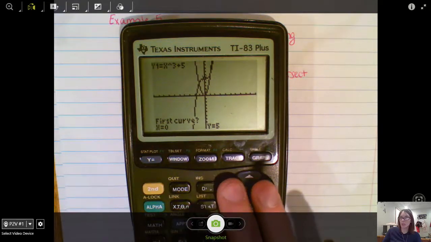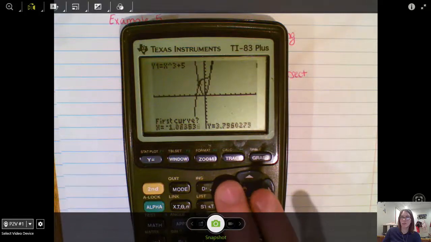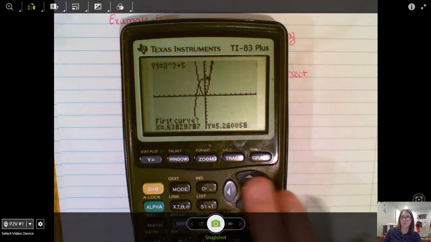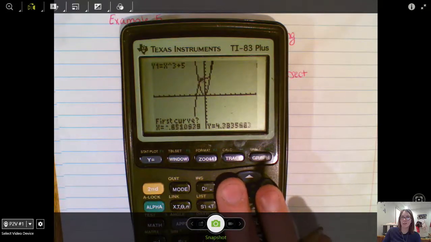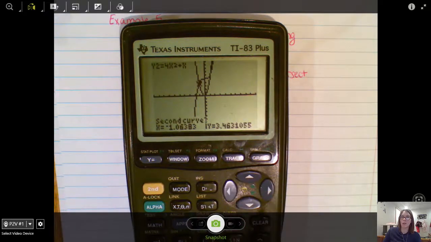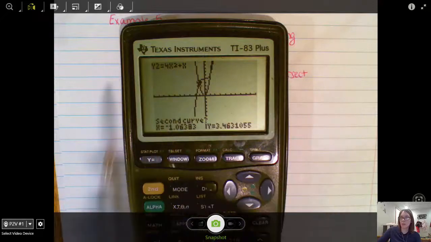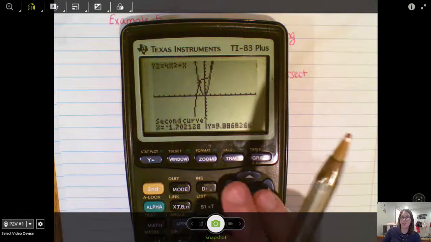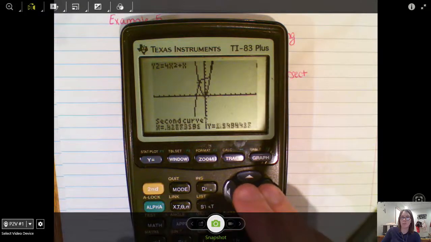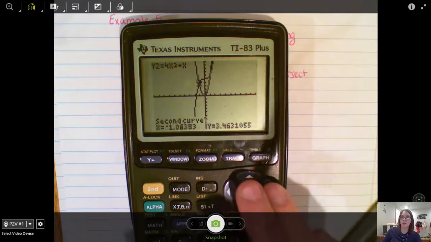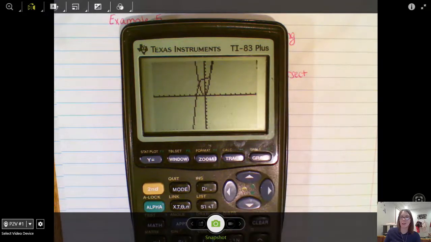Now when I type in first curve, right now, my cursor is on the cubic function. And I want to be kind of close to my intersection point I'm trying to find. Now when it says second curve, you can kind of pay attention to this top left corner too. Now we're on the quadratic function. Okay, so second curve again, I want to be close to our intersection point. Hit enter again. Now we got x is negative 1.09.